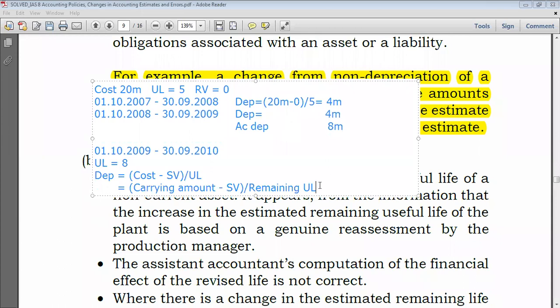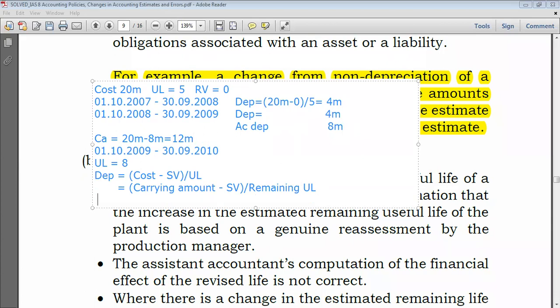Now, what would you have done here? Remember, you had the asset at a total cost of $20 million, but now it has depreciated by $8 million. So you would have to know the carrying amount. Let me call it CA. The carrying amount is 20 million minus 8 million, and you remain with 12 million. So the depreciation for this period would have been 12 million less scrap value, which is now 0, divided by how much?